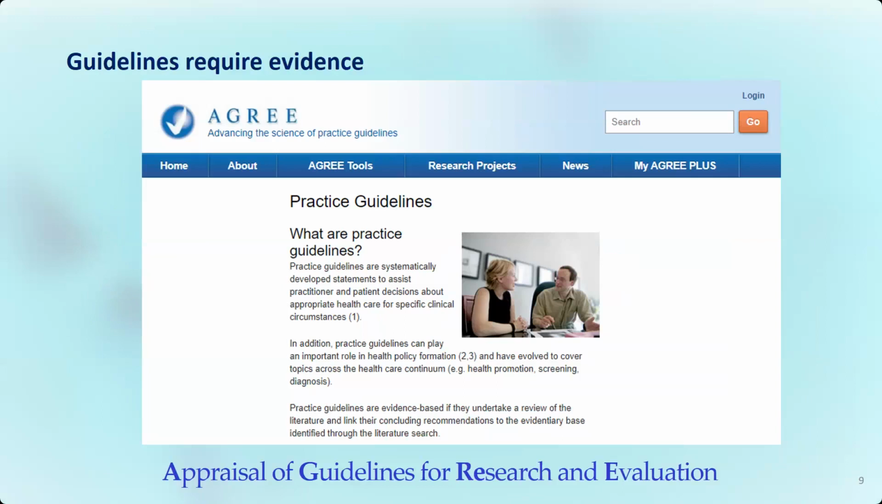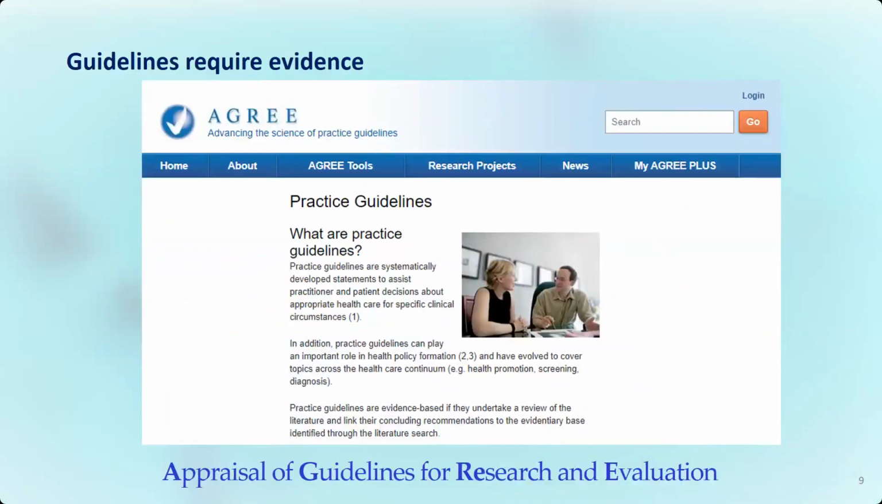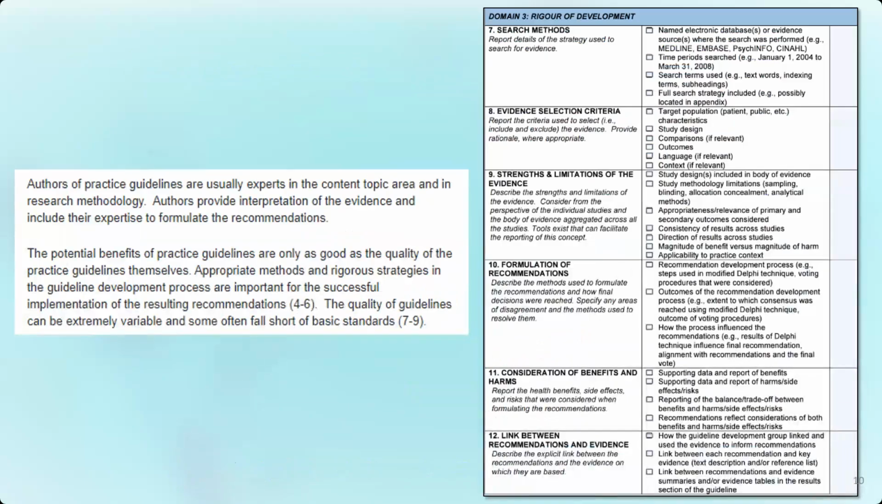And one of the bits that's really important is, are they based on evidence, and was the evidence put together in a way that is credible? So AGREE is one of the big entities that's moved this forward to articulate what makes for good evidence in a guideline. So appraisal of guidelines for research and evaluation, that's where the acronym comes from. And I pulled out just really quickly one part of the current AGREE tool that's used.